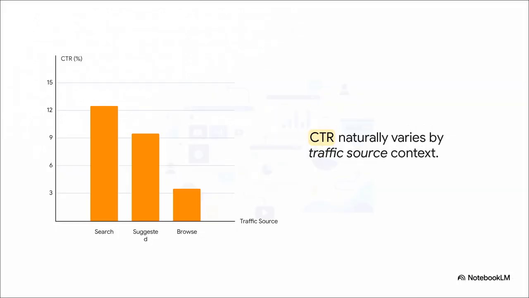And notice how drastically your CTR shifts depending on that source. Search is almost always high. We're talking over 12% here because of viewer intent. They are typing in exactly what you're offering. But browse, that's usually much lower, maybe around 3.5%, simply because you're competing on that incredibly crowded homepage. So a dropping CTR isn't necessarily a bad thing at all if your homepage impressions are just skyrocketing.